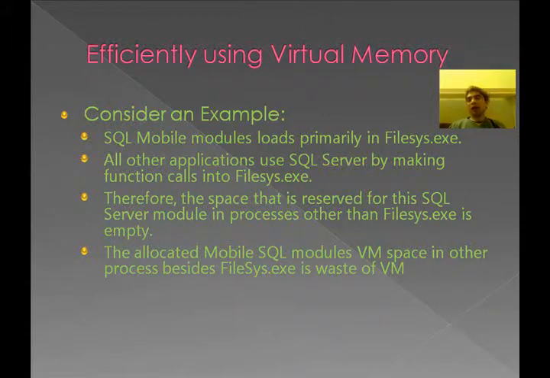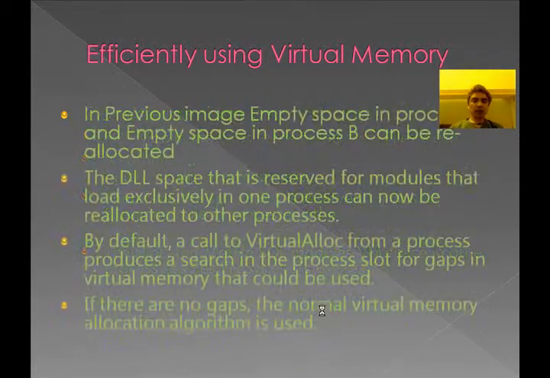So this example is explaining that if there is a DLL which is called by one single application, it is useful for that application. The virtual memory used by the DLL is useful for that single process. However, for the other processes, that virtual memory hole is a waste of virtual memory for every process besides the process which is using that DLL. So once we have understood this example, let's go to the next slides.